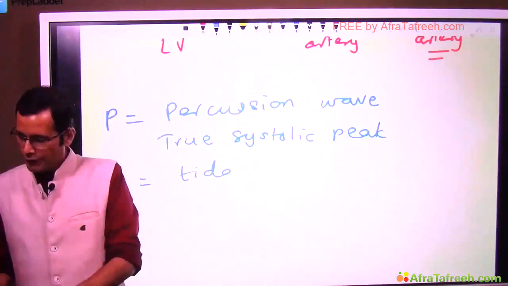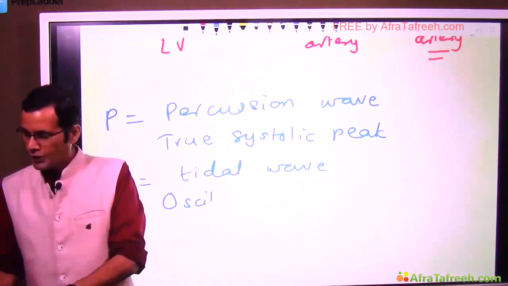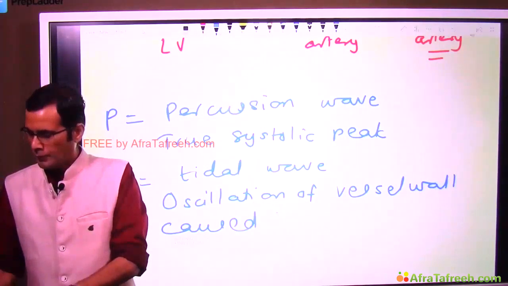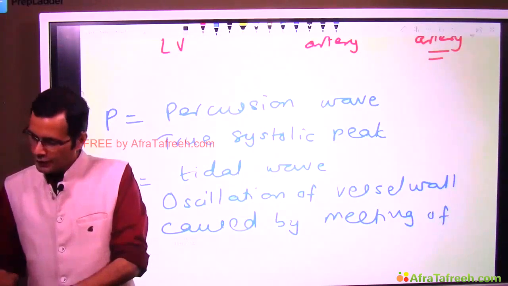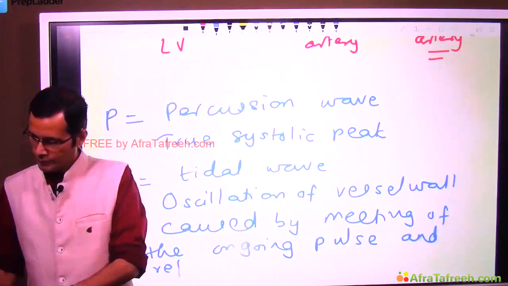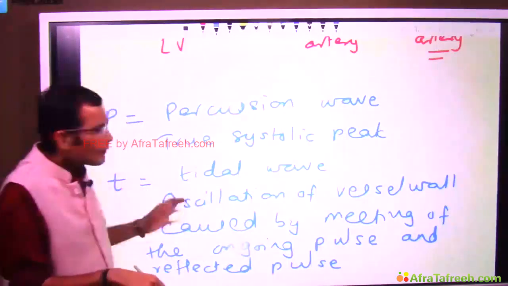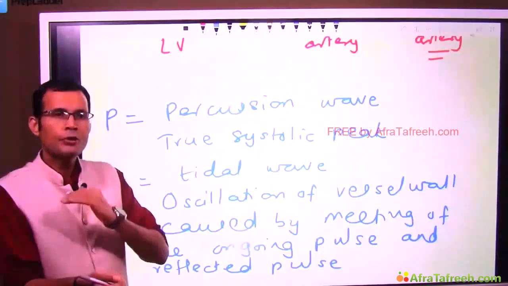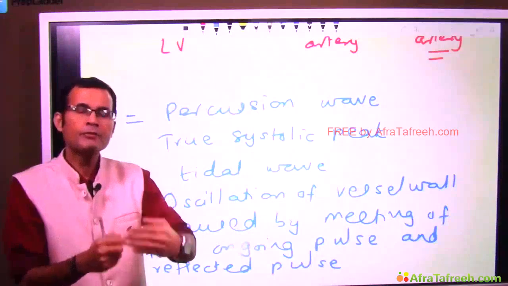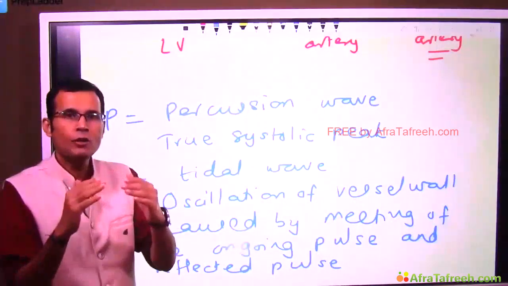T is the tidal wave. Now what happens is, this is because of oscillation of the vessel wall caused by the meeting of the ongoing pulse and the reflected pulse. Yes, that is why I had asked you to think about that distal finger while you feel the radial pulse. What happens is that the first pulse wave went up to the periphery and gets reflected back, and then the second pulse wave, which is the ongoing pulse wave, and this reflected pulse wave will meet at different points and will create oscillation of the vessel wall of different amplitudes.